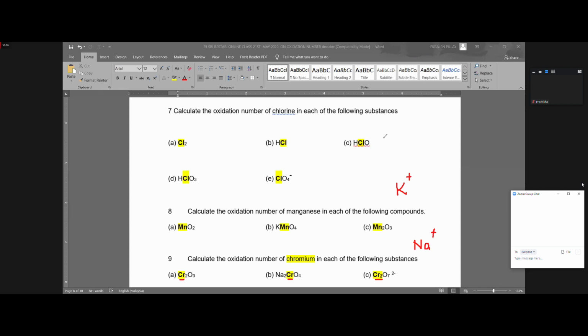Okay, try number 8 now. Just keep on trying. Remember, I told you here K is +1 because it's K plus, the charge on the ion for K. This is the ionic compound.